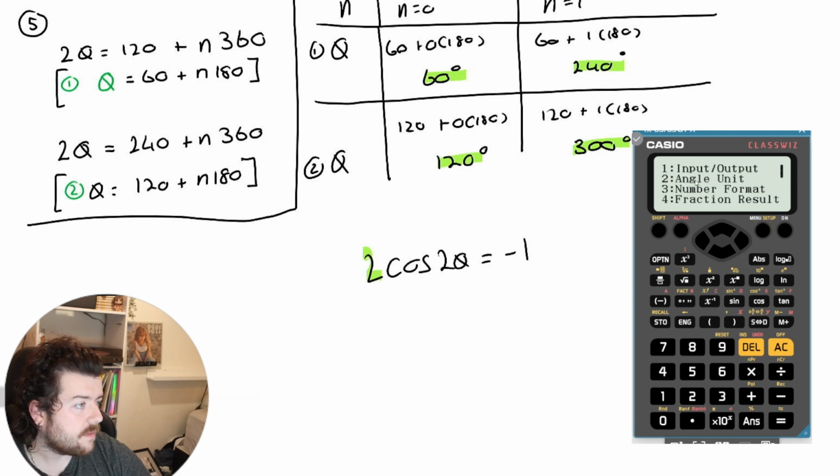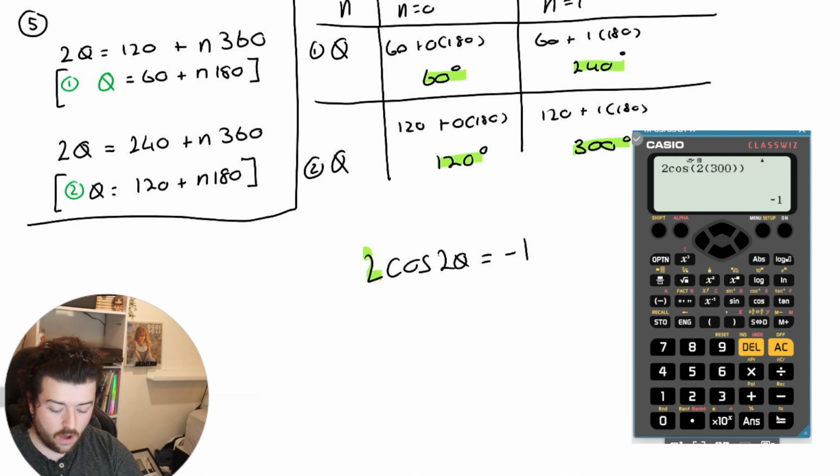There you go, shift, set up, angle unit, degree, so I'm in degree mode. So 2 cosine 2 times, and my first angle is 60, equal to minus 1. So let's try 240. Minus 1. Let's try 120. My angle now is 120. Minus 1, perfect. And then finally 300. And minus 1. So there you go, all my solutions are valid.